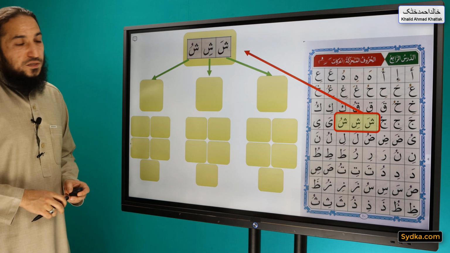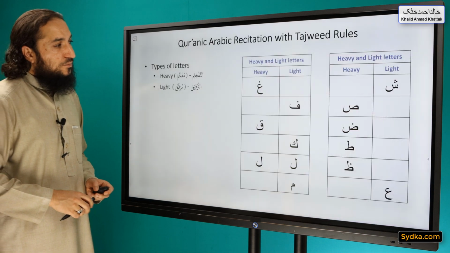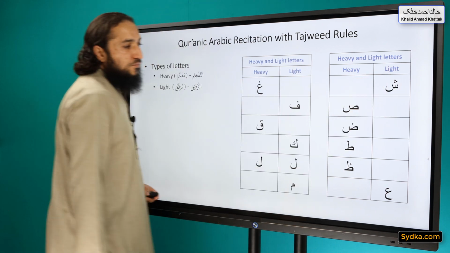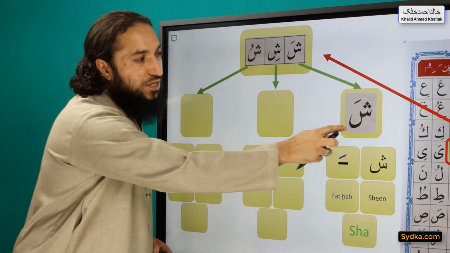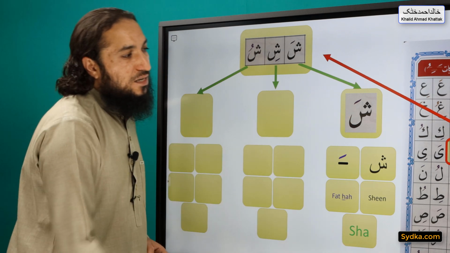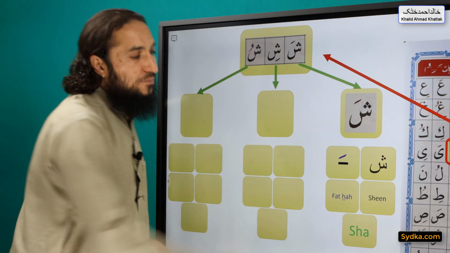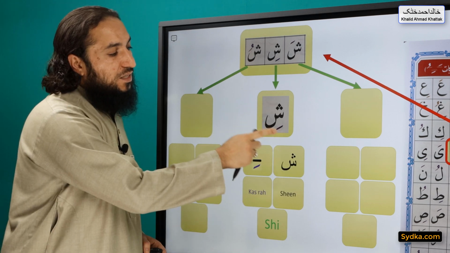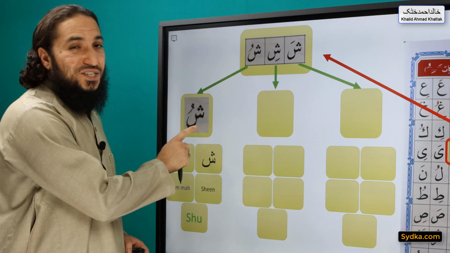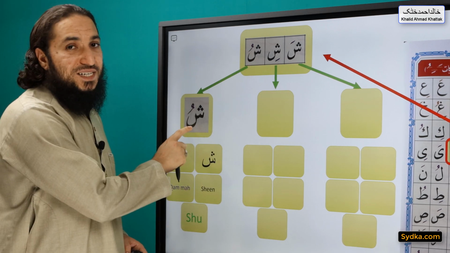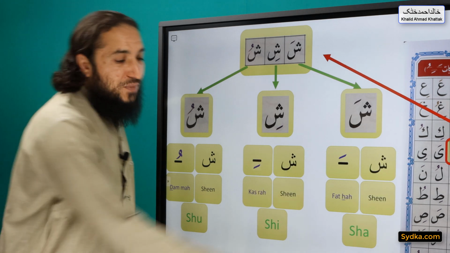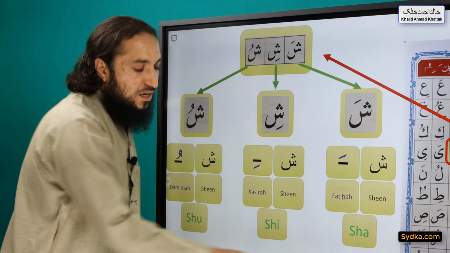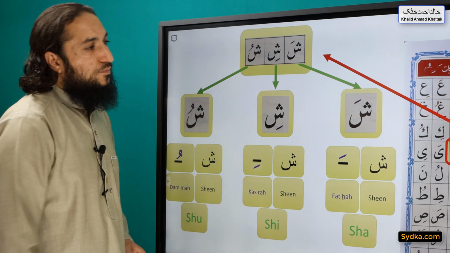So the first three syllables are about the letter Sheen. And Sheen is one of the light letters. Sheen Fatha Sha, Sheen Kasra Shi, Sheen Dhamma Shu. Sha, Shi, Shu.